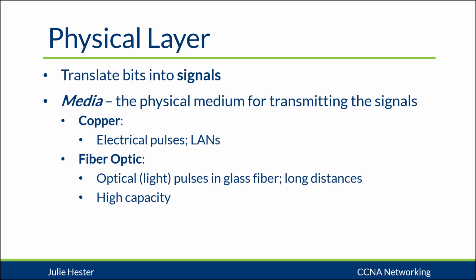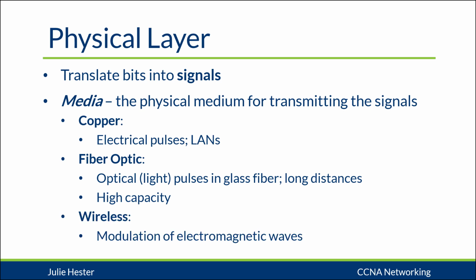Another common type of media is fiber optics. Fiber optics have glass fibers that send light pulses through the fiber. It's great for sending data over long distances, and it can manage high capacity. So you'll find fiber optics in internet backbones, or between buildings, or across the city, or even between continents. And finally, wireless media is the media that we can't see because we are going to modulate electromagnetic waves through the air. This is the type of network that you use when you connect your laptop to an access point or a wireless router.